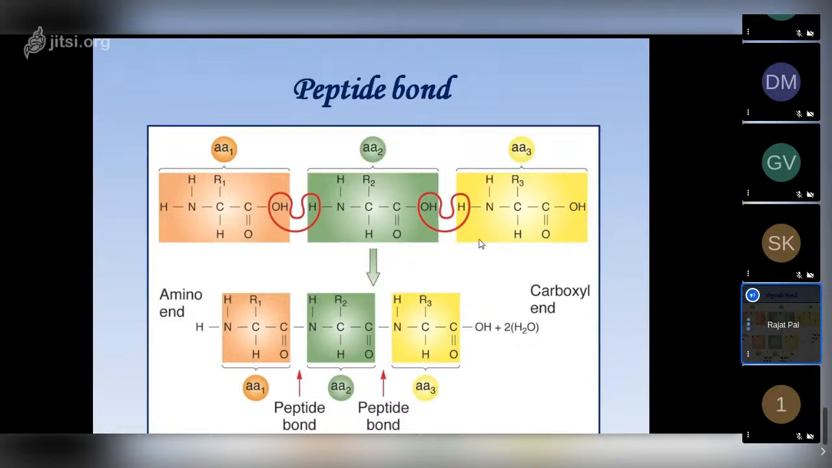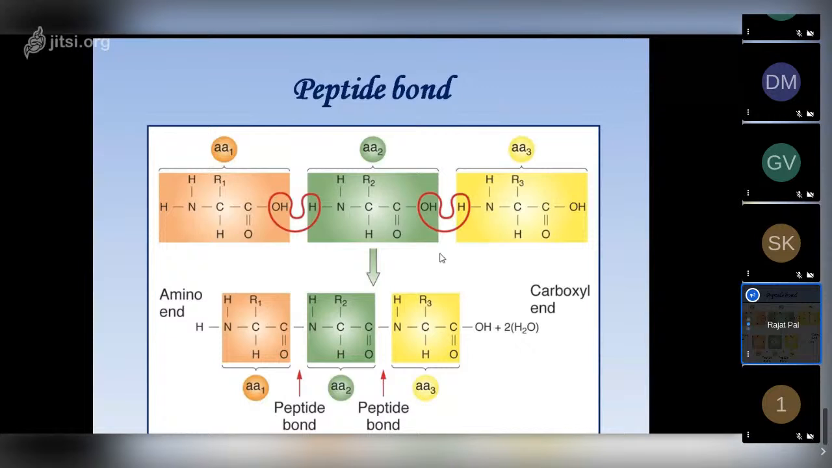Bricks are the units for a building, but if you just put the bricks one after another or one over another, a building cannot be formed. You have to put some cement between them to bridge the bricks. Just like that, you have to have some bond between the amino acids so that the protein can be formed.